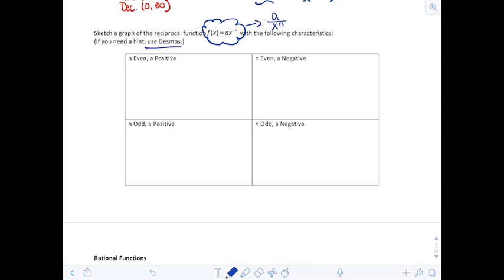Okay, so the first one, if n is even and a is positive, so maybe we have 2x to the -2, or we have 5x to the -4. Again, that's like 2 over x squared and 5 over x to the 4th. So something like that. These graphs will look like this. Kind of reminds me of the old Atari symbol. Dating myself.